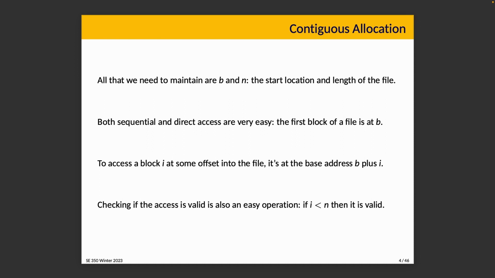Both sequential and direct access are easy. If you want to access some block at some offset in the file, you just have to calculate which block it's going to be in, which again is straightforward. You don't have to look for it. And finally, it's very easy to check whether a request for a block of the file is valid, because given a requested block, if it's less than n, then we know it's valid. If it's larger than that, we know it's not.